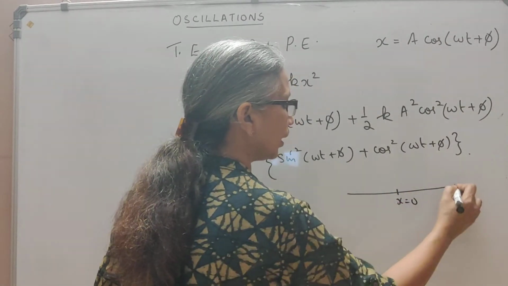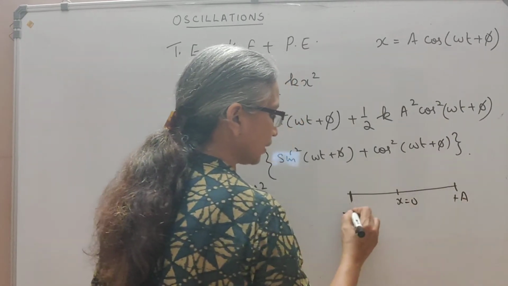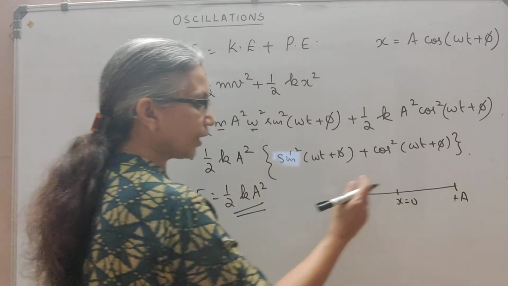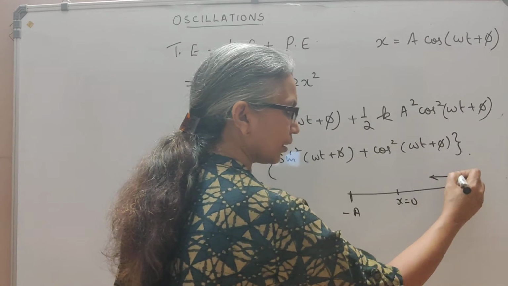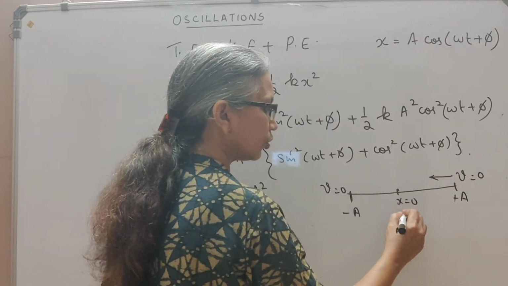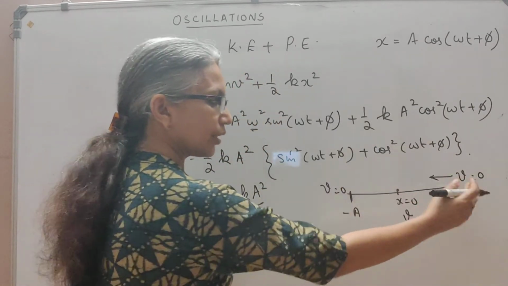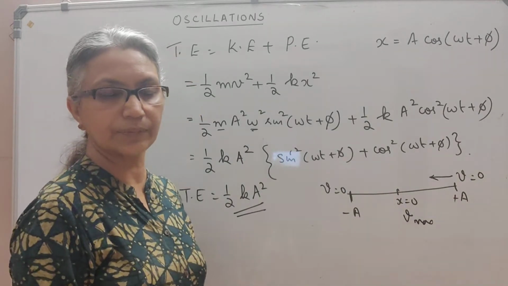where we have this oscillator at the mean position, and these are the extreme positions, plus A and minus A. If you go back to your previous session, you will see at the extreme positions where the oscillator is returning back, the velocity is 0 at both positions. But here you have the velocity which is maximum. So the kinetic energy at the extreme positions is 0, but at the mean position it will be maximum.